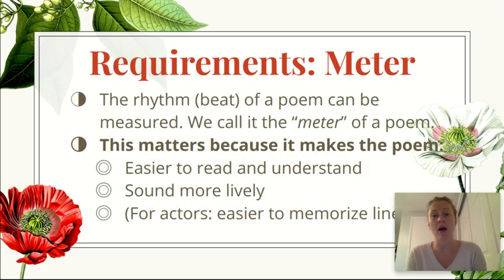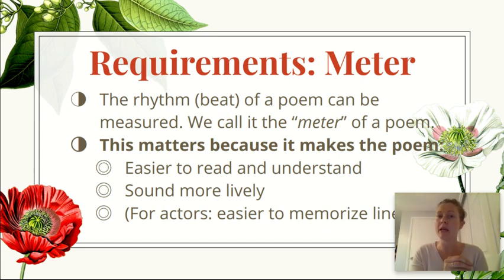Another requirement of a sonnet is the meter. The meter is the rhythm of a poem. We call this the meter because we usually measure the rhythm. Meter is the root measure and meter matches. It matters because we use meter in poetry to make the poem easier to read and understand. It makes the poem sound more lively and engaging. And for actors, it's easier to memorize lines when the lines have a specific rhythm.